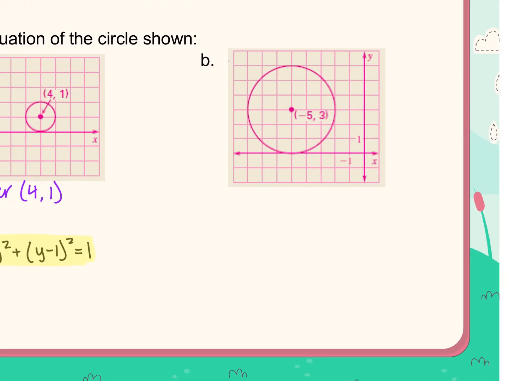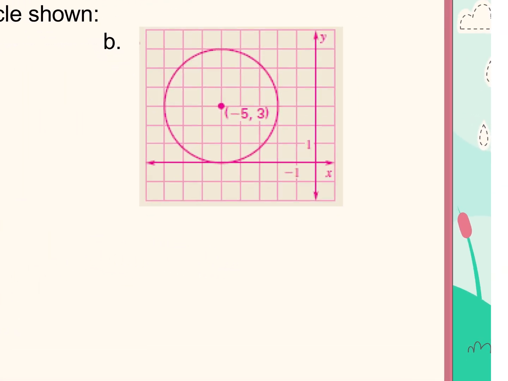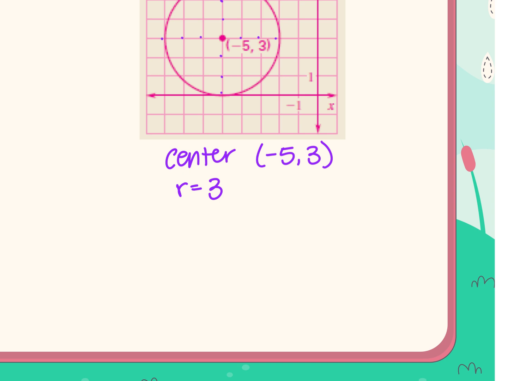All right, looking at B. What's the center of my circle? Good, negative 5, 3. And what's my radius? Okay, 1, 2, 3, just double checking. Yes, it's 3. So again, writing it out, what do I have? I'm going to have x minus negative 5 squared plus y minus 3 squared equals 3 squared.